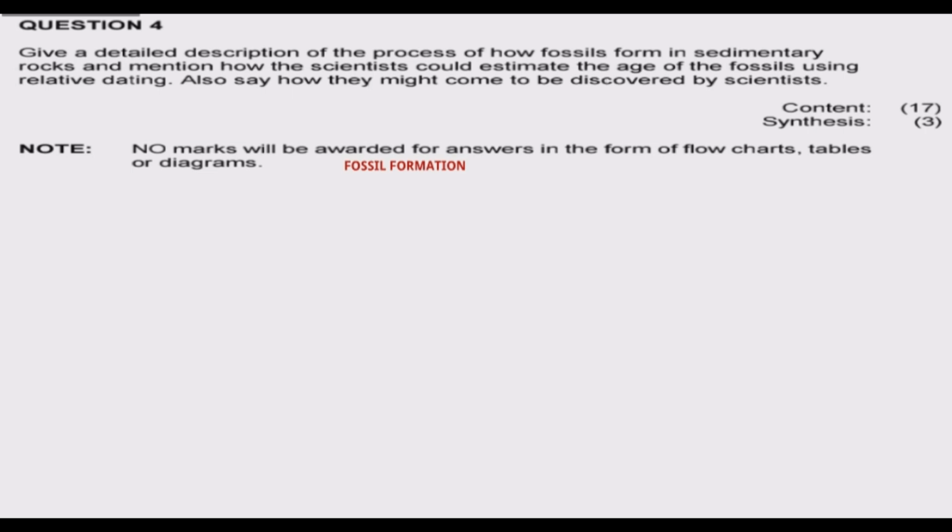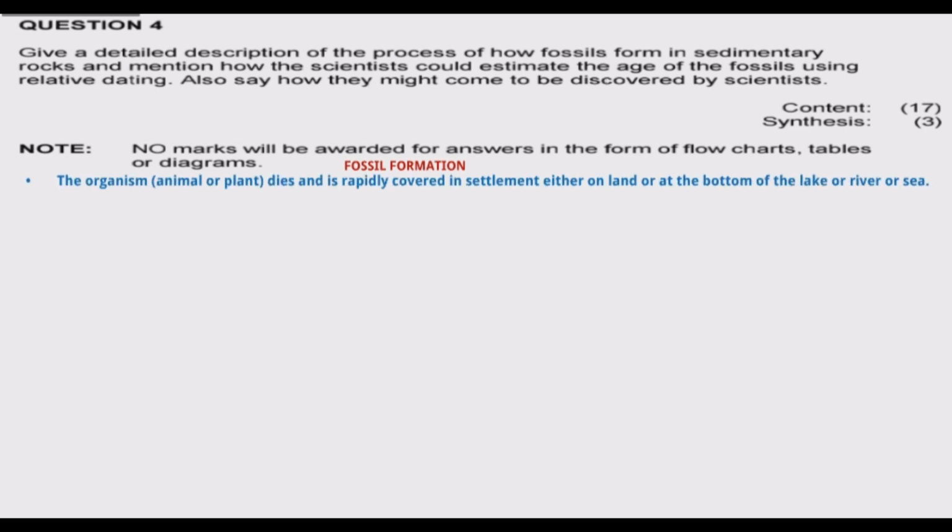The first point for fossil formation is the organism, which is an animal or plant, dies and is rapidly covered in sediment, either on land or at the bottom of the lake or river or sea. So first thing, the organism, which can be an animal or plant, dies. What happens before it gets rotten, before it is left on the open area? It is buried. Okay, that's the first point.